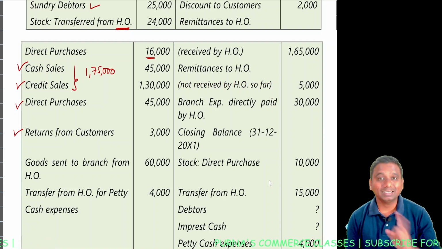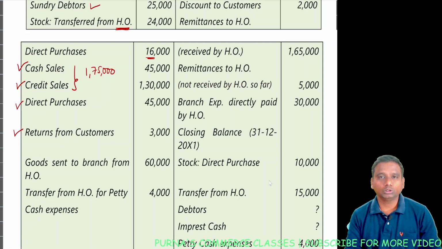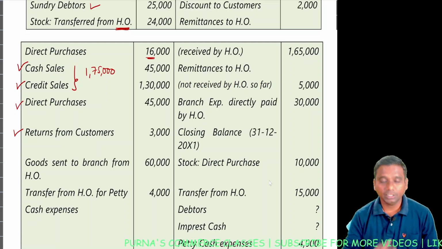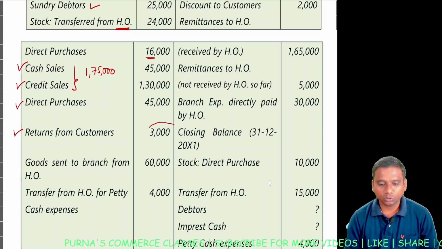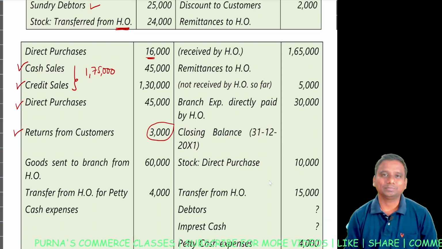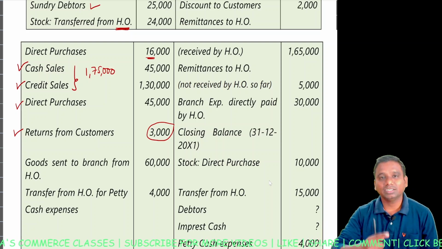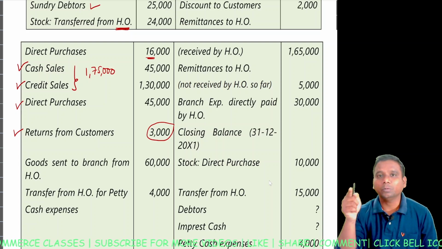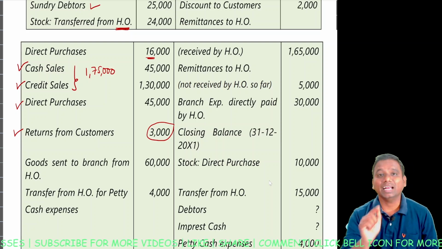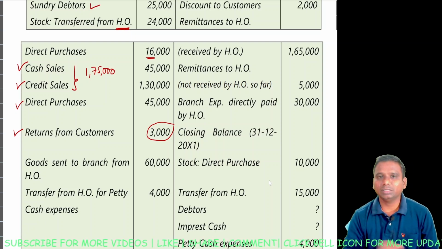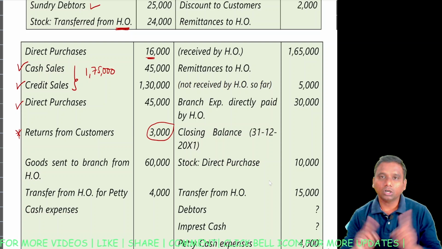Next, returns from customers. These are not returns from the branch. Generally, customers return goods to the branch. Do remember, generally customers return goods to the branch, so this 3,000 we should not consider as goods returned by the branch. These are the returns from customers. Customers return goods to whom? The branch, not the head office. In rare cases, customers may return goods to the head office; in that case, they will clearly mention this fact. So we should not write this in our branch account.